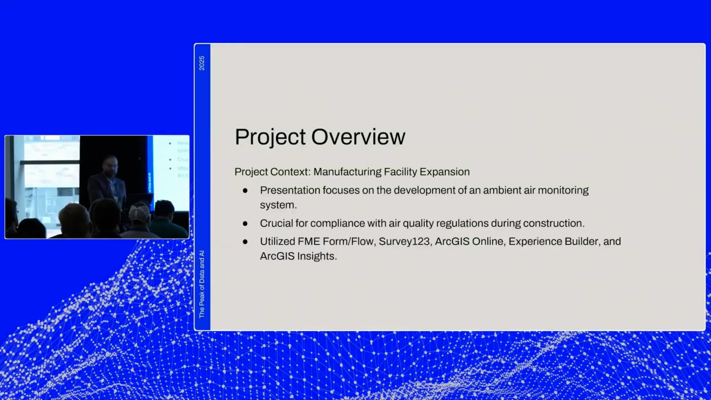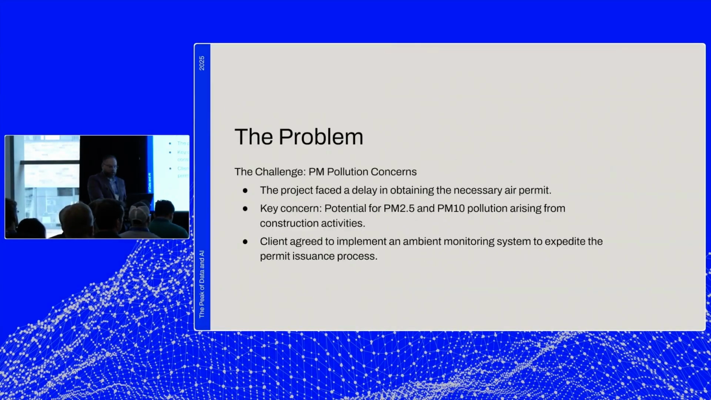Our solution was a combination of FME Form, Flow, Survey123, ArcGIS Online, an Experience Builder dashboard, and then ArcGIS Insights. So the problem: this was a $300 million EPC, or engineer-procure-construct, project for us. The permit was, as I mentioned, delayed due to the particulate matter 2.5 and 10 pollution in the area. To expedite it, the client agreed to do this real-time monitoring. I don't think anybody actually knew what they were agreeing to when they did.